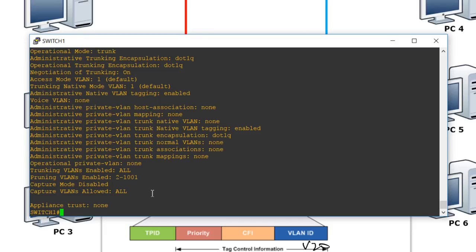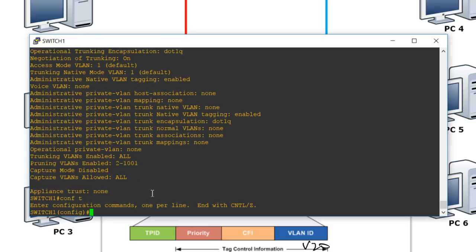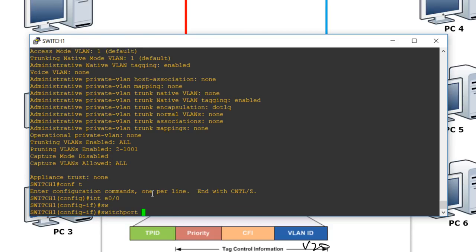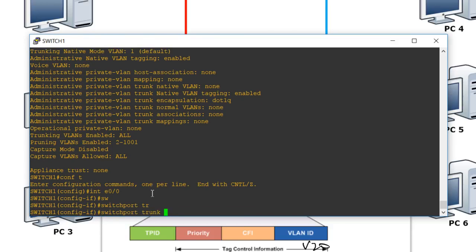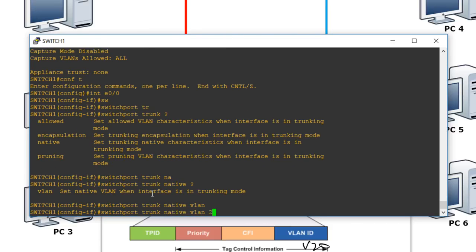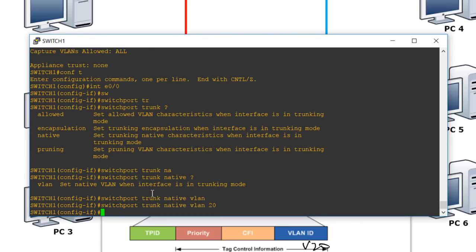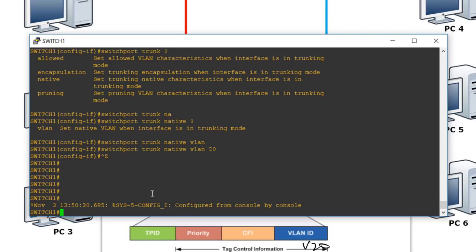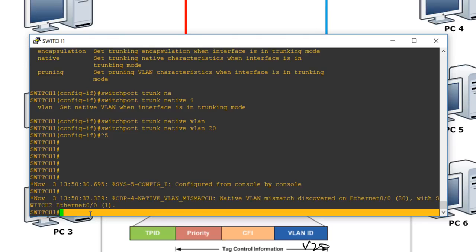So if you want to change the native VLAN, we need to say config terminal, interface E0/0, and then you come into that interface, the trunk interface, and you say switchport trunk native, and we set the native VLAN. So native VLAN, let's say for instance 20. So now I'm going to change this into native VLAN 20. So now I have switch 1, which is with a native VLAN of 20, and I have another switch 2, that is still working on native VLAN of 1.